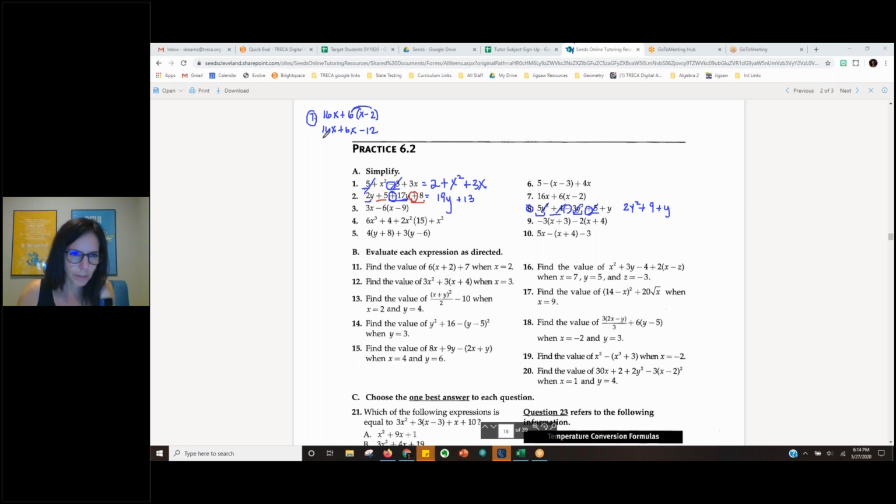Take a look at your common terms. You've got 16x plus 6x. That gives you 22x. And then just write minus 12. The 12 doesn't go with anybody. So hopefully that helped you distribute. We're going to take a look at number 5.